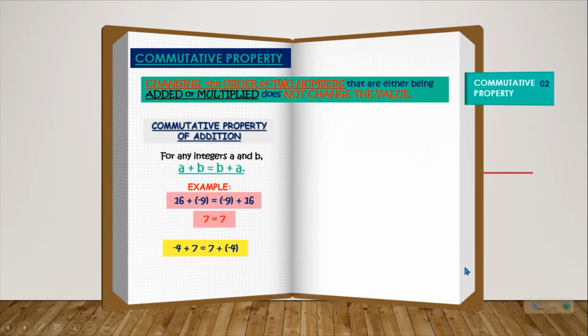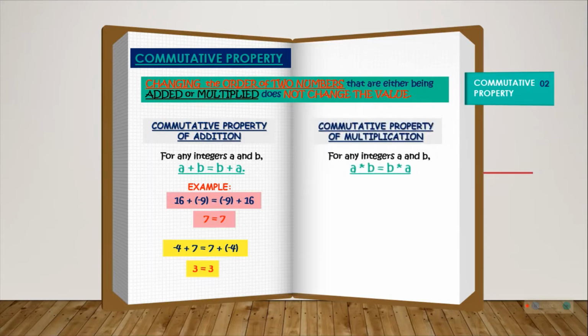Next, negative 4 plus 7 is equal to 7 plus negative 4. So, nag-switch ulit yung ng posisyon si A at saka si B. Ito A plus B, then B plus A. But still, they have the same answer. Negative 4 plus 7 is equal to 3. Then 7 plus negative 4 is equal also to 3. So, it does not change the value.